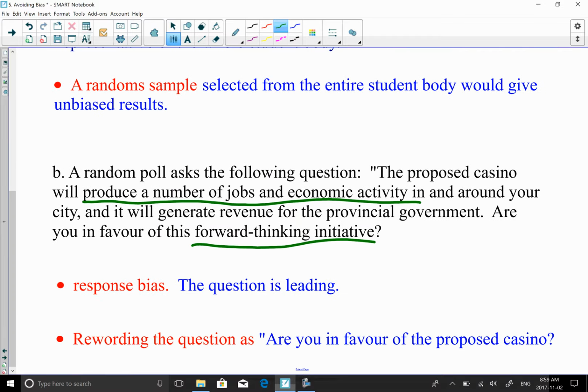Okay. Just simply ask, are you in favor of the proposed casino? With all these facts, the person can maybe think about their own facts that would lead them to say yes or no. Okay. Maybe do their own research.